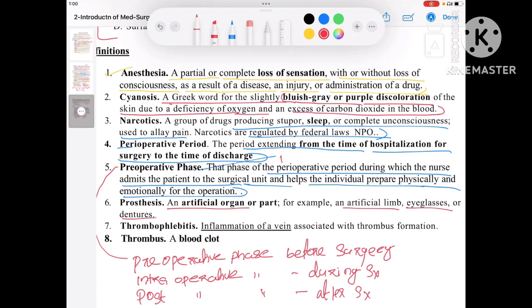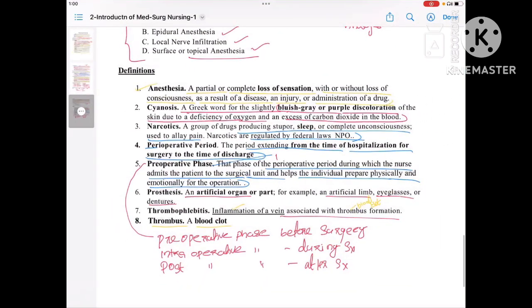And thrombophlebitis: inflammation of the vein associated with thrombus formation. What is meant by thrombus? A thrombus is a blood clot. Thrombophlebitis means the vein is inflamed because of thrombus formation. Thrombus means blood clot. So these are some definitions of medical words.